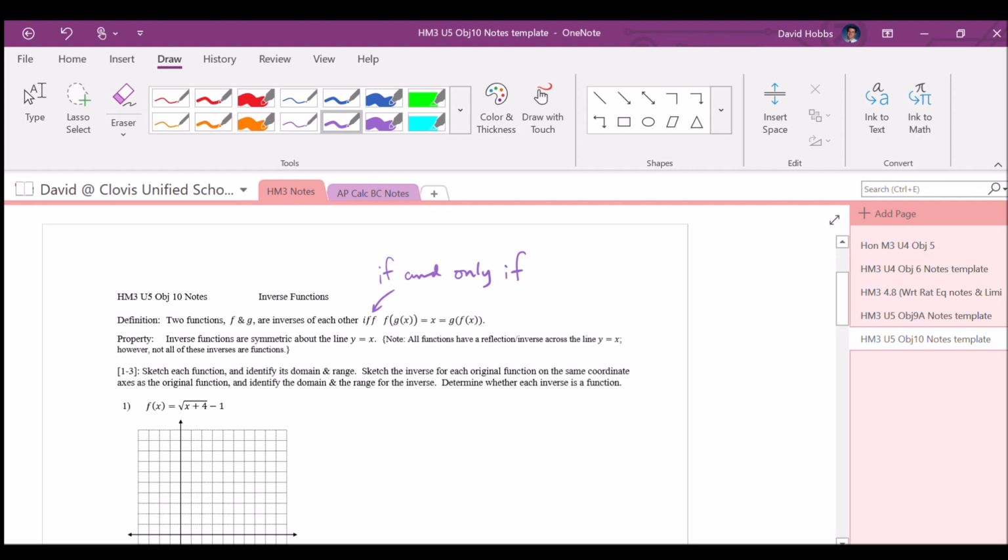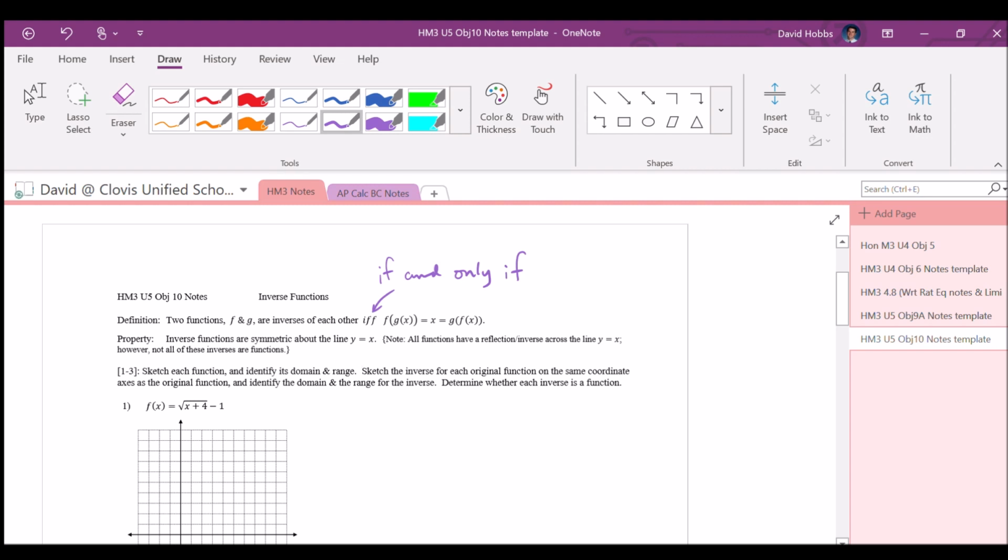So two functions, f and g, are inverses of each other if and only if f of g of x, this is composition of functions, f of g of x is equal to x, and also if g of f of x is also equal to x. Okay, so now that's the definition. Now, if you have two inverse functions, here's a property about them. They are symmetric about the line y equals x.